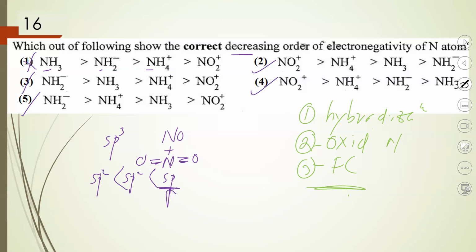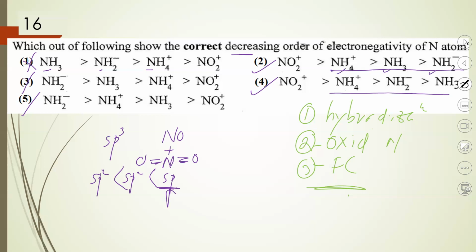Now, when you come to these three, they show the same kind of hybridization. Then what governs it? The second one, oxidation number, also minus 3. I think you can check it. In all these cases, the oxidation numbers are the same, right?